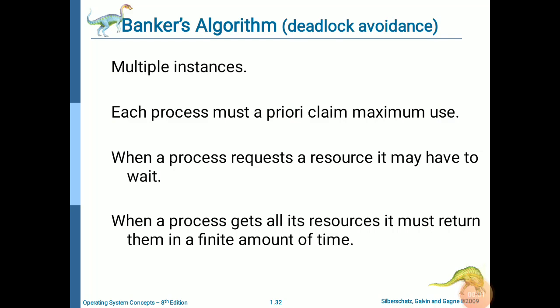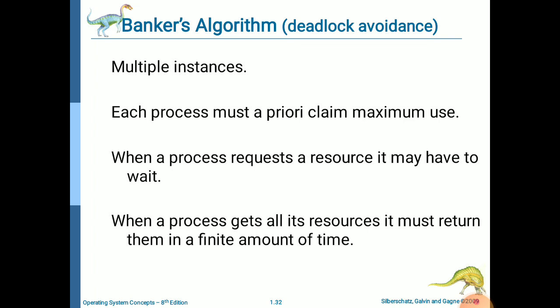Banker's algorithm. It's an algorithm for multiple instances of resource. For a single instance of resource, we have already learned the resource allocation graph method. And here, each process must a priori claim maximum use of resources.